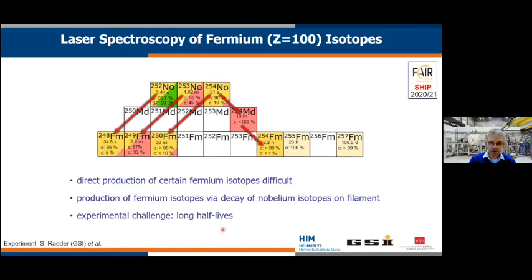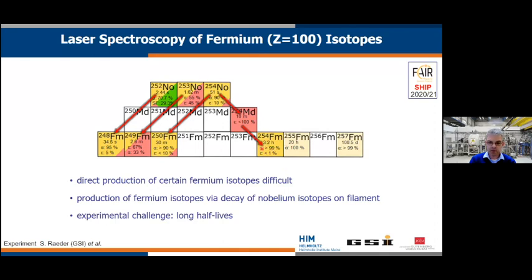Now, there are a few tricks that you have to play if you want to measure fermium isotopes. One trick that we have exploited is that you can produce nobelium isotopes with relatively high rate, meaning a few particles per second for 254, and then you let it alpha decay on the filament, and then you have access to the fermium isotopes 248, 249, and 250, or you go to electron capture decay branches and you go to fermium 255.